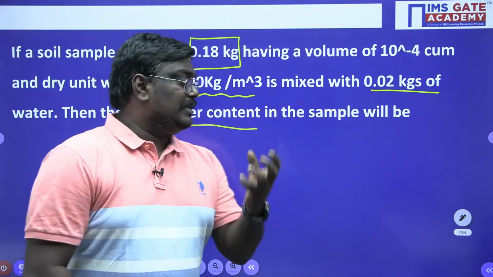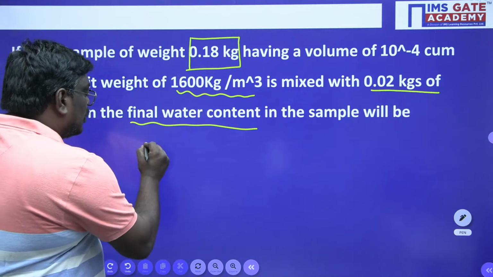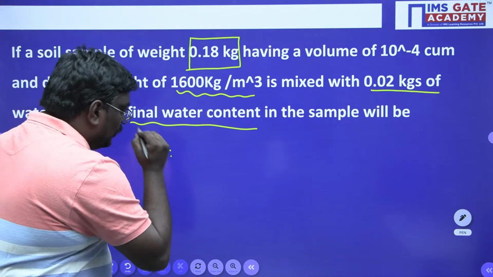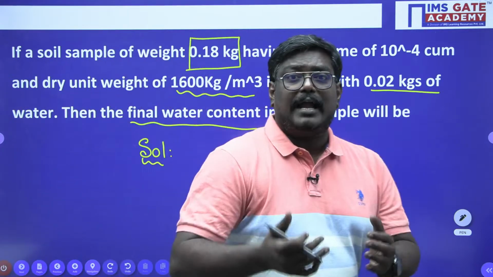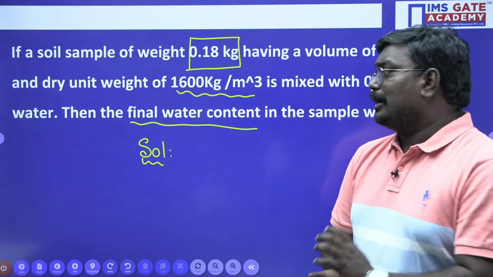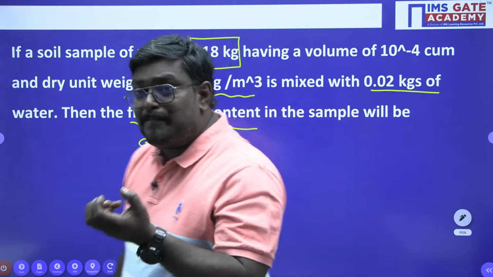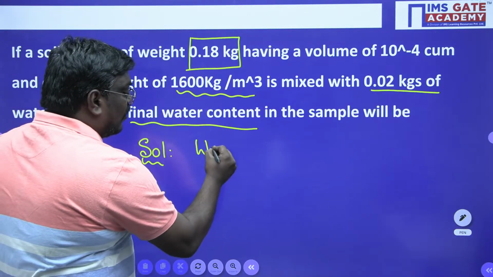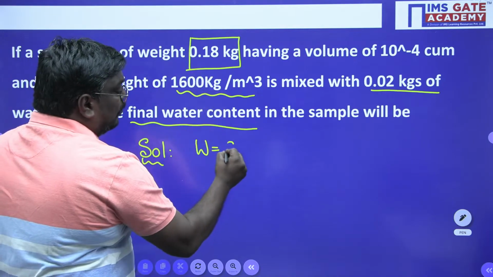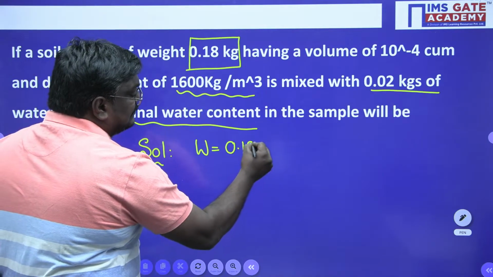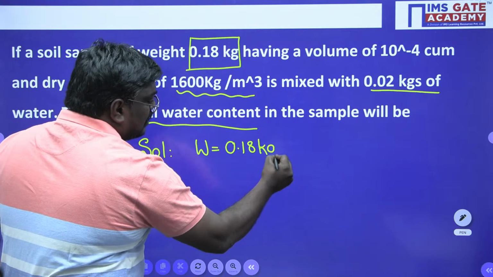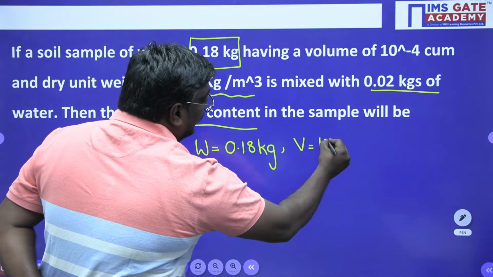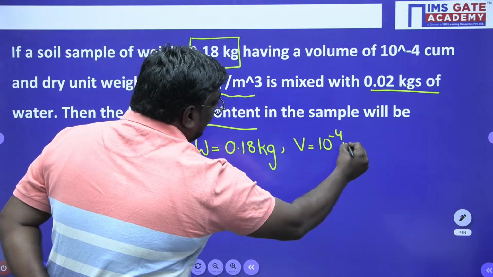My dear students, see here, when I talk about this solution, what I would like to add here is a very important thing, student. A sample is given with a weight. A sample is having a weight of how much? It is having a weight of 0.18 kg. Agree, students? And it has a volume of how much? Volume is equal to 10 power minus 4 meter cube.